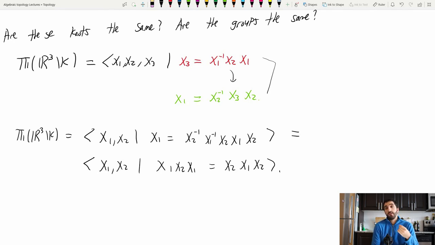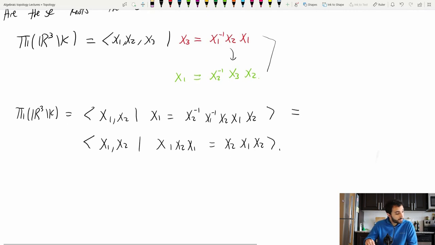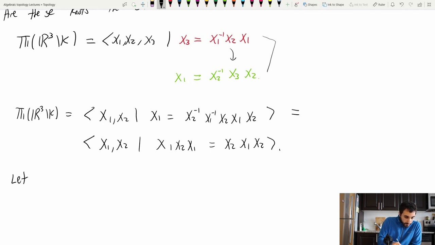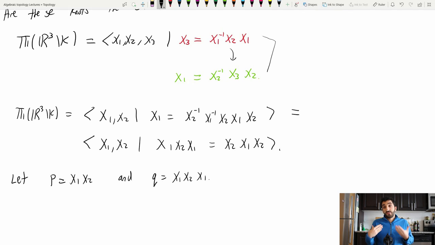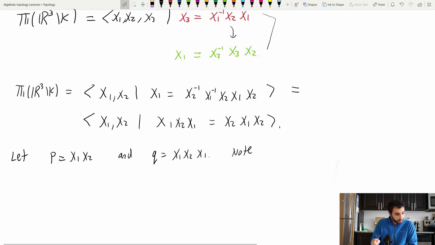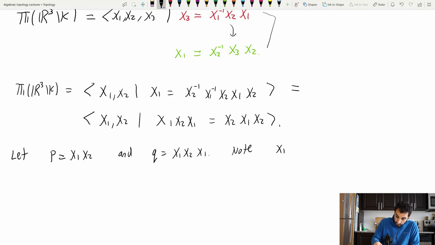So here's the general way one detects the non-triviality or non-integerness of a group. You look at homomorphisms out of the group. But before I get a nice homomorphism out of here, I need to change my generators. So now let P equal x1 x2, and Q be equal to x1 x2 x1. Here's a question. Is this still a generating set for my group? It is, because x1 is P inverse times Q. You can just check that directly, very easily.